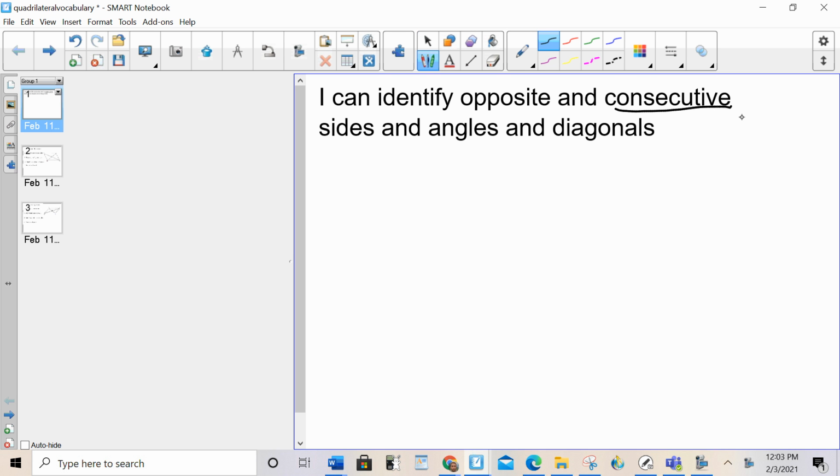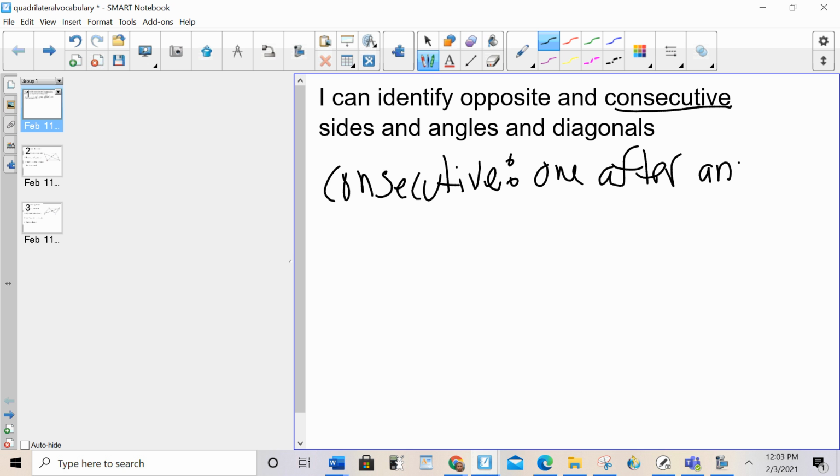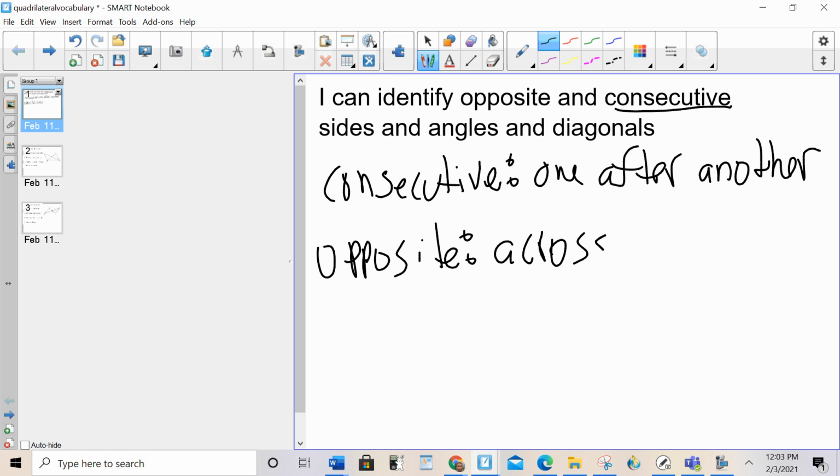Consecutive means one after another. The opposite of consecutive is opposite. And opposite, in general, means across from. So if I'm talking about consecutive sides, I'm talking about sides that are one after another, sides that touch. Consecutive angles are one after another. Opposite sides are sides that are across from each other. Opposite angles are angles that are across from each other.